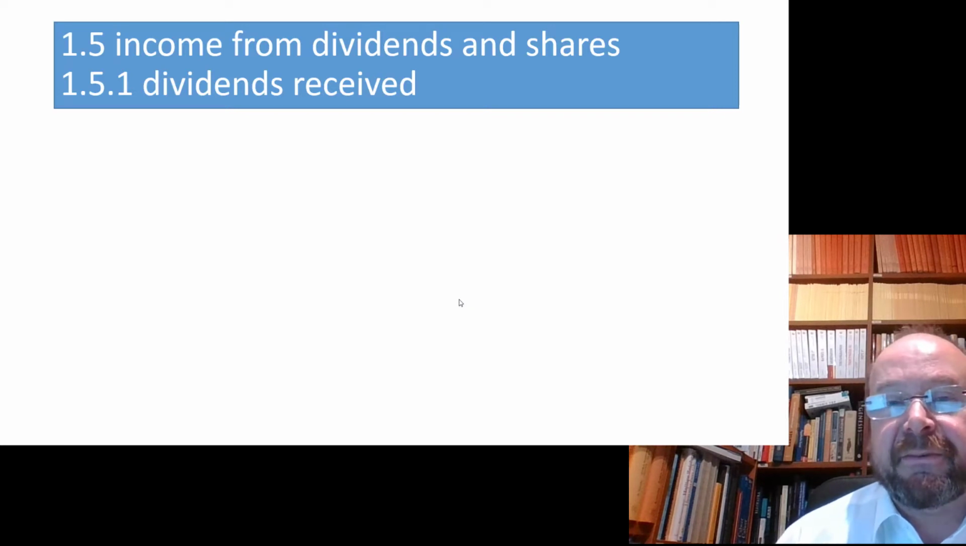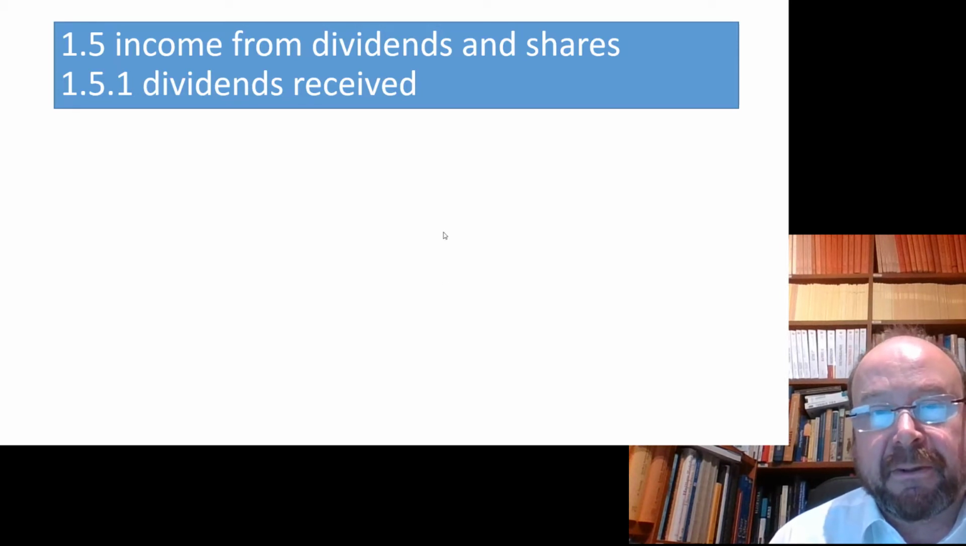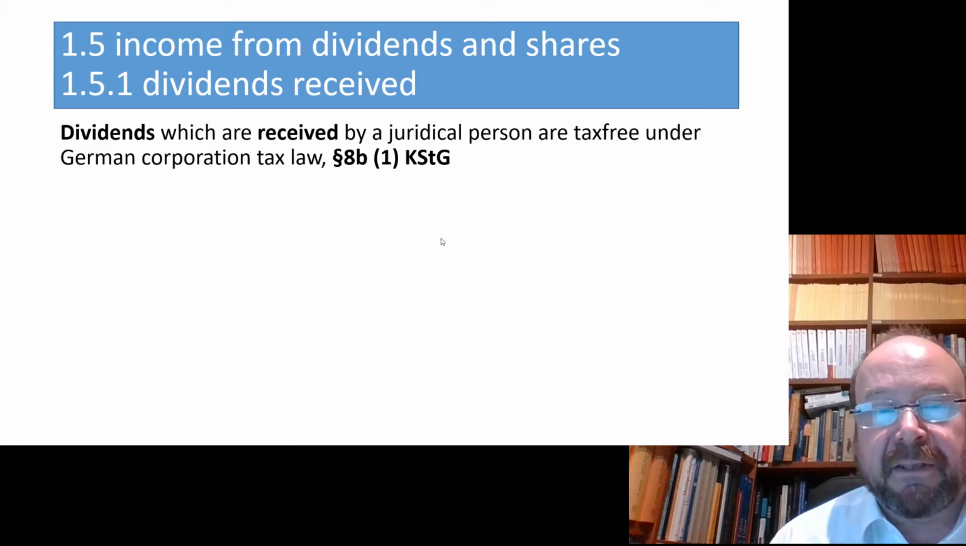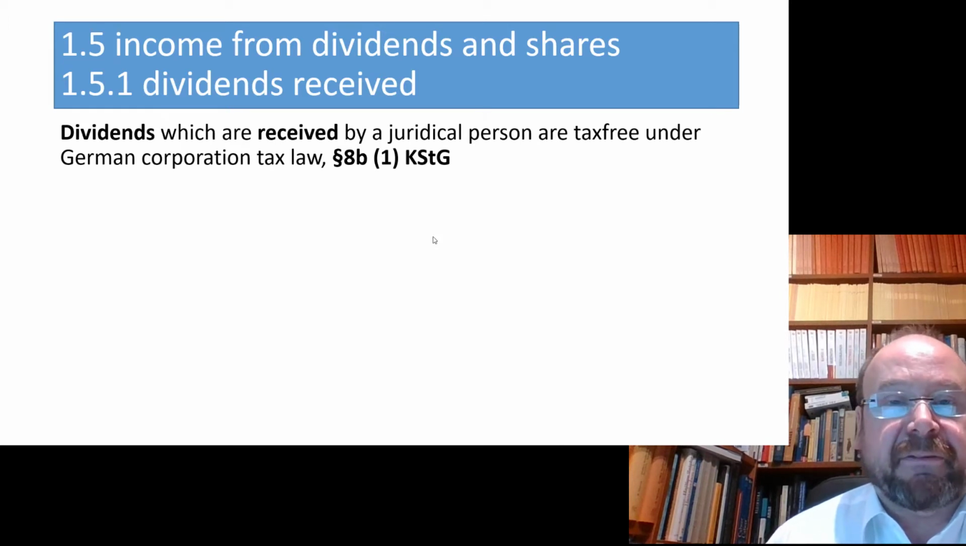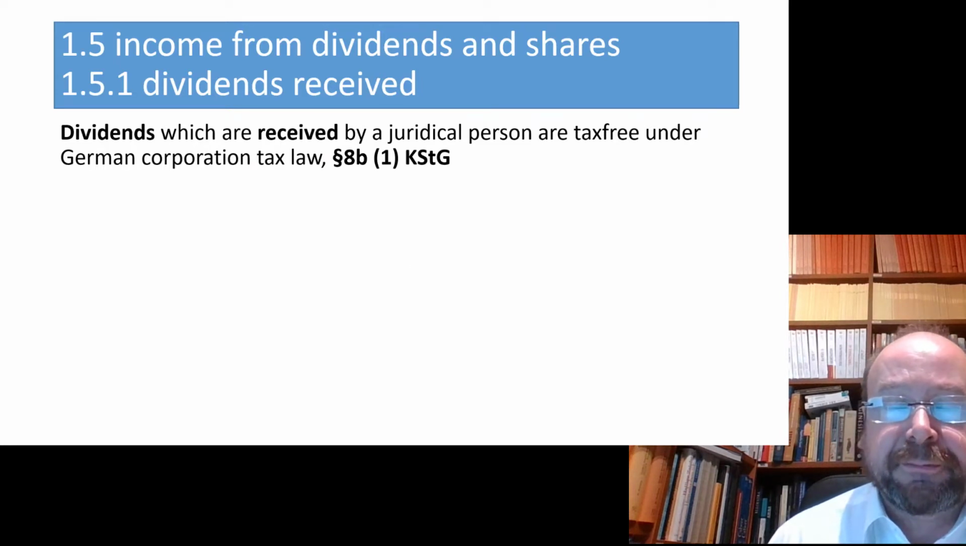We talk about dividends received only, so not about the dividends which a corporation pays out to its own shareholders. Here our topic is the dividends which it receives from investment in other companies, for example, if they have a subsidiary company in which they hold shares and get dividends from it. There is a very simple rule on that. Under German tax law, a dividend which is paid by one juridical person to another one is tax-free in the hands of the recipient. That can be seen in paragraph 8b, section 1 KStG.